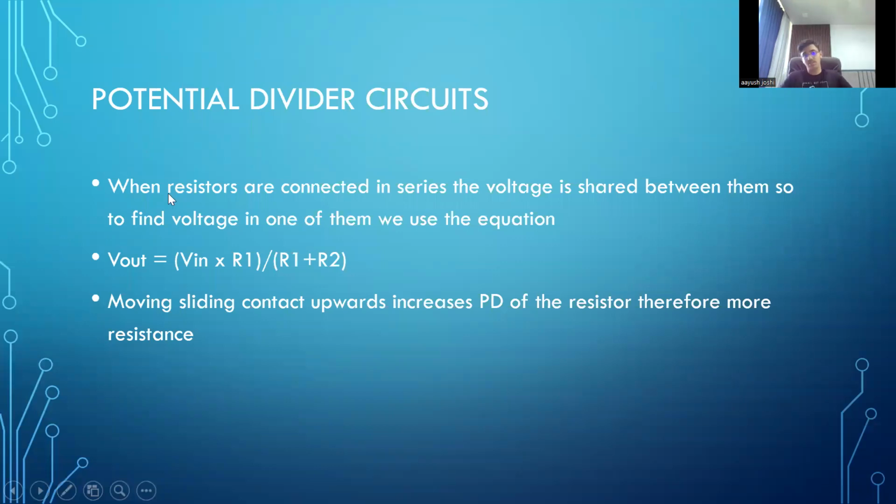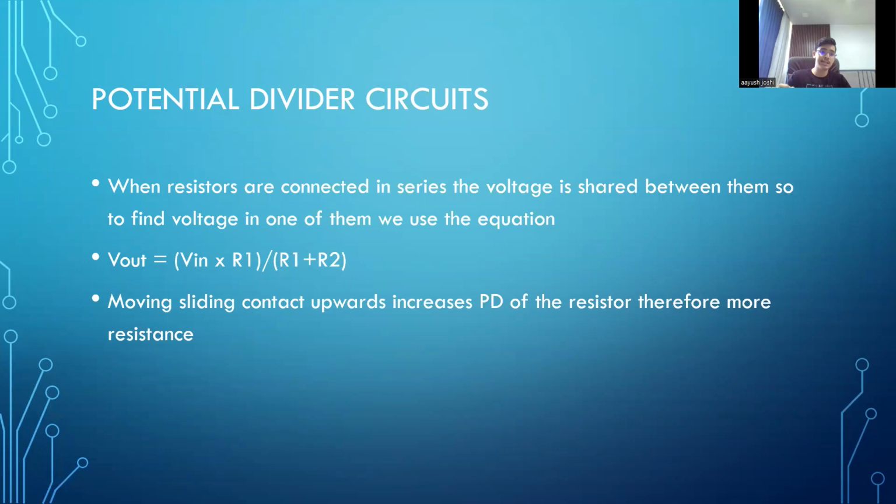Potential divider circuits. When resistors are connected in series and the voltage is shared between them, to find the voltage across a specific resistor, you use the equation Vout is equal to Vin times R1 divided by R1 plus R2, and moving a sliding contact upwards or downwards changes the potential difference of the resistor, which means that there is more or less resistance.